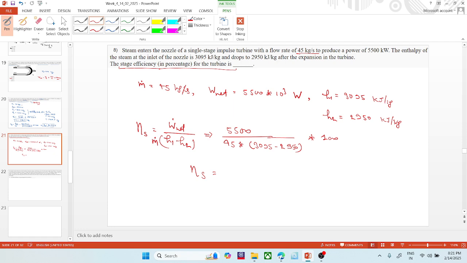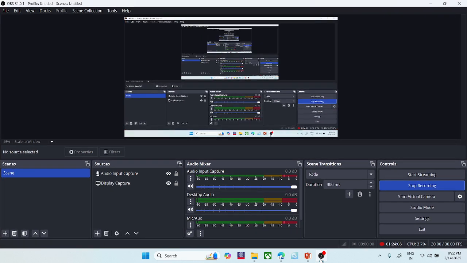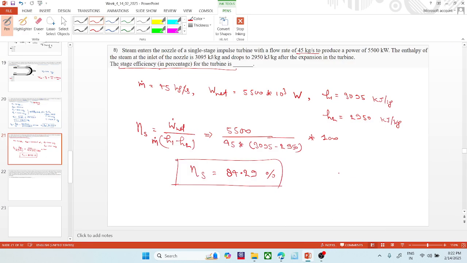The same value will come as the previous one because here we have considered no loss. 84.29%. The same value would be here. Okay. So here also the answer is 84.29%.